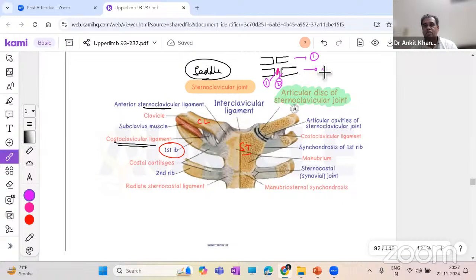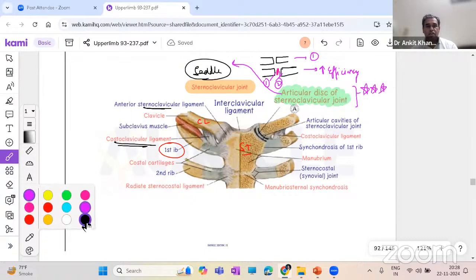So this second joint will have more efficiency, or you can say more range of movement. And that is what the articular disc is doing. So the articular disc over here is the reason why this joint becomes a saddle variety. Understand, this joint becomes a saddle variety. Due to the articular disc, it has a more efficient range of movements. So this is what you have to be aware of if you are making a diagram of the sternoclavicular joint.